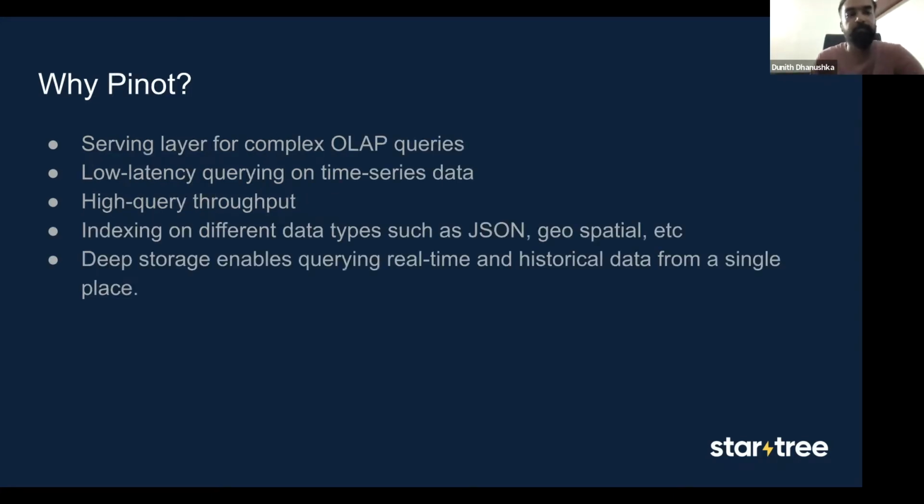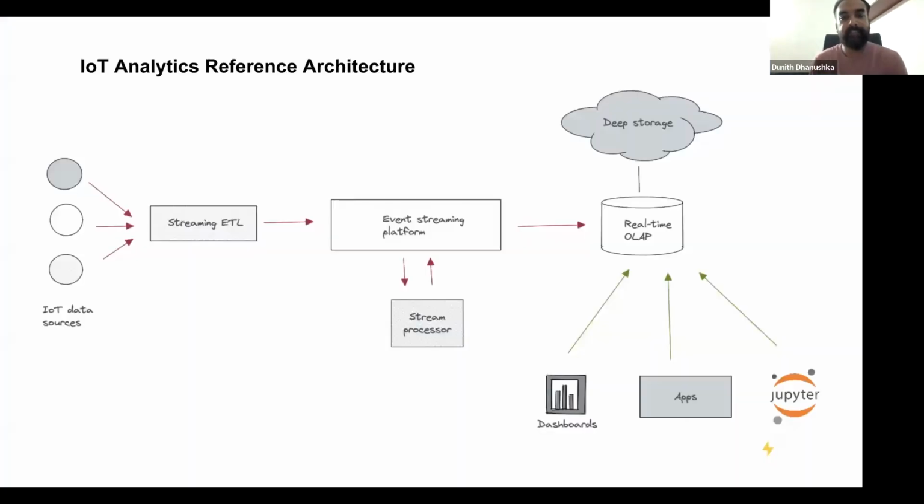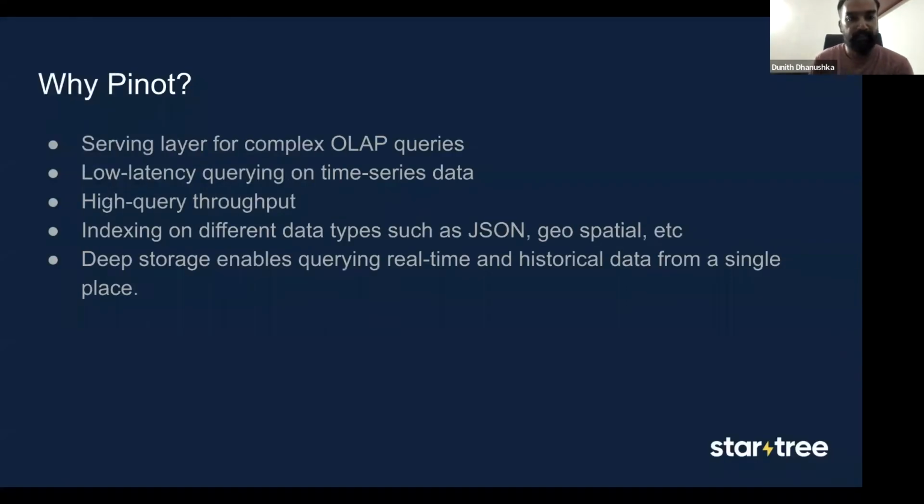And then why Pinot? If you go back to this diagram, you might see something similar to the Kappa architecture. In the big data analytics space, we have two architectures, Lambda and Kappa. Kappa architecture is a unification of both speed, real-time analytics, and batch analytics. This is the holistic view of the Kappa architecture. The best thing is that Pinot can work as the serving layer for this Kappa architecture.